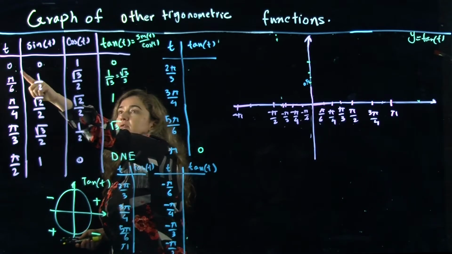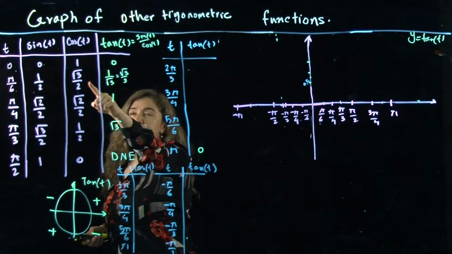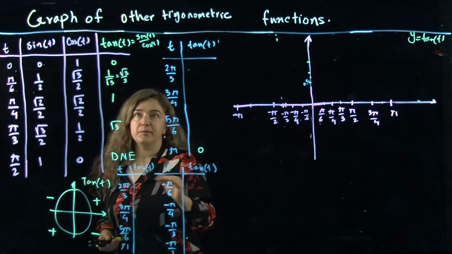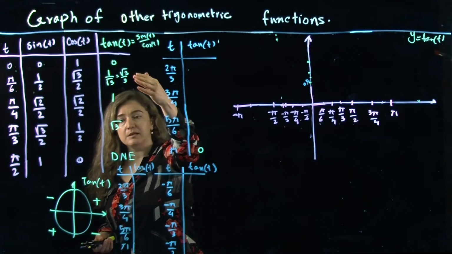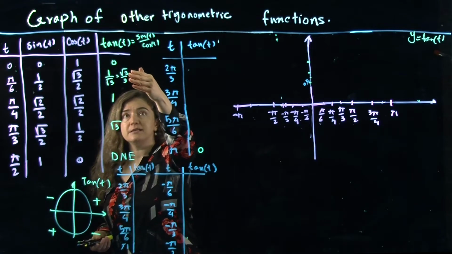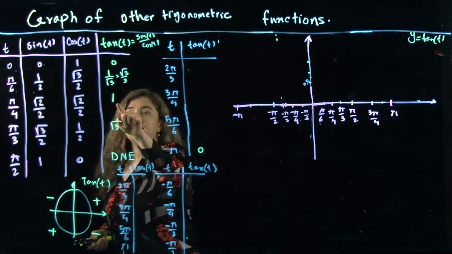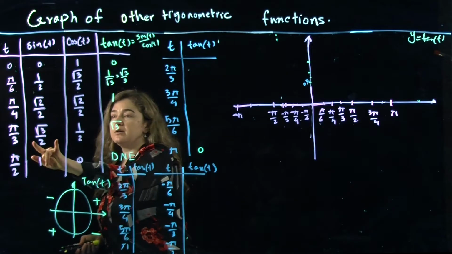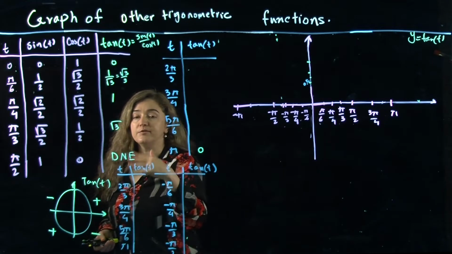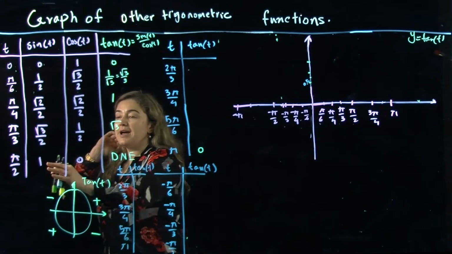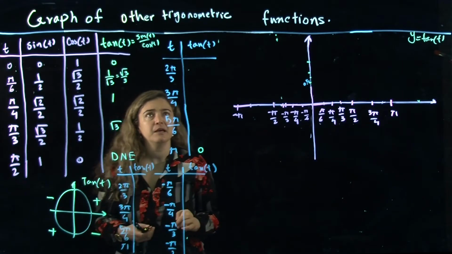Tangent of t for t equal to 0 is 0 over 1. For t equal to pi 6 is 1/2 divided by square root of 3 over 2, which simplified becomes 1 over square root of 3. If you want to rationalize this, it's square root of 3 over 3. For pi fourth, sine divided by cosine is equal to 1. For pi third, sine divided by cosine simplifies to square root of 3. For pi half, it's 1 over 0. Oh, that's not possible. It does not exist.